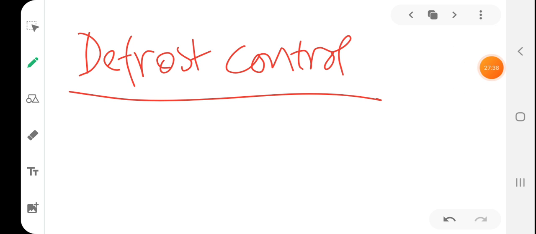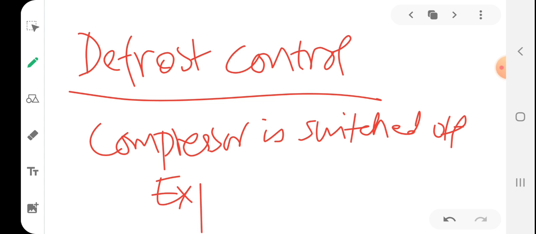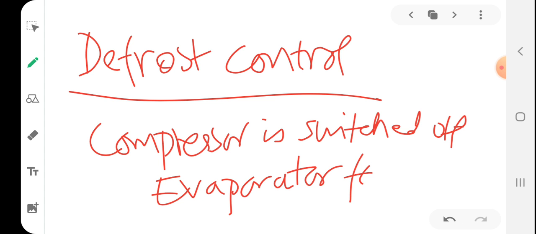So have you understood how defrost is working? In order to defrost, you just need to switch off the compressor. The compressor is switched off for a particular period of time, and the evaporator fan will start to work. Evaporator fan will be on, but compressor will be off.